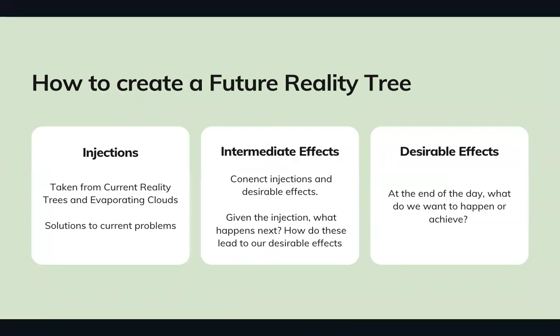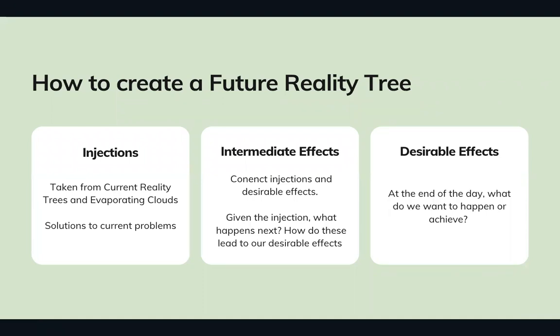Thanks, Chelsea. So now that we have all the tools that we need, let's actually build this future reality tree. So the future reality tree, in essence, has three parts, which you will see on the slide after this. But for now, allow me to describe what these parts are and how we can make the most out of them. So from the bottom, we start on the left side with injections. As Chelsea mentioned earlier, injections are interventions or solutions that we come up with for the current problems, which can be taken from our current reality trees, our evaporating clouds, some negative branch reservation here and there.